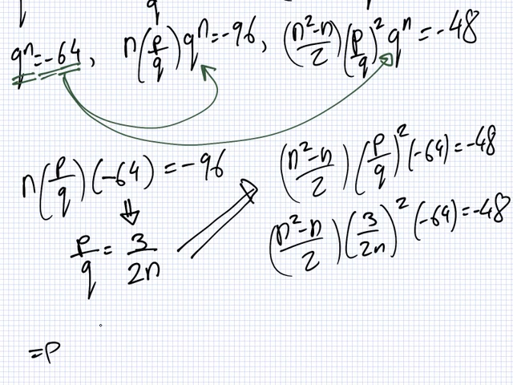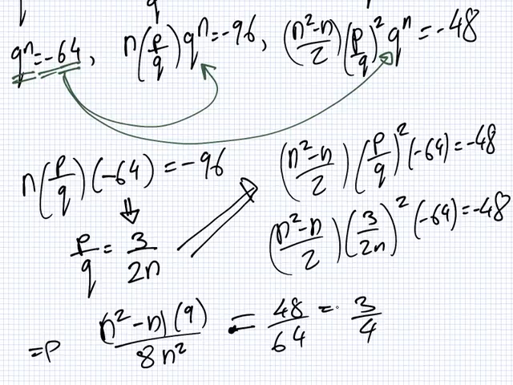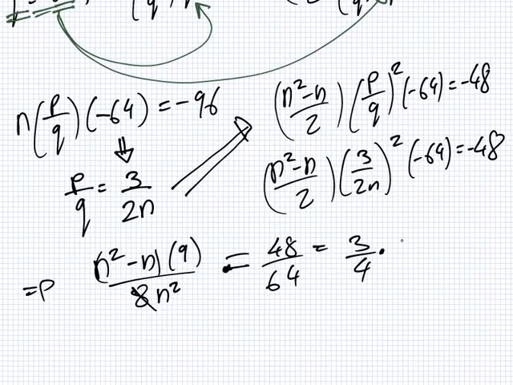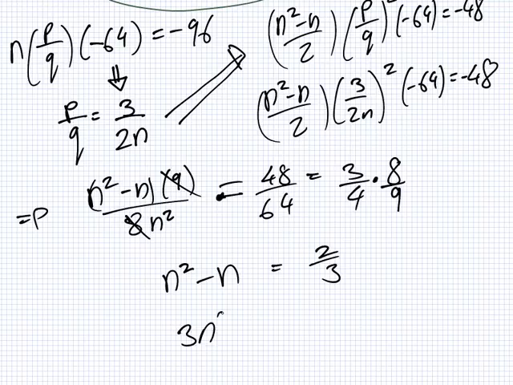So then you get (n squared minus n) times 9 over 8n squared equals 48 over 64. Mistake or not? It's okay? 48 over 64, that's 3 quarters, isn't it? Yeah, 3 over 4. So when I bring the 8 up here, it'd be 6. And then I bring the 9 down here, 6 over 9 is 2 over 3. So n squared minus n equals 2 over 3. So that means 3n squared minus 3n equals 2. I feel like something's gone wrong, but whatever.